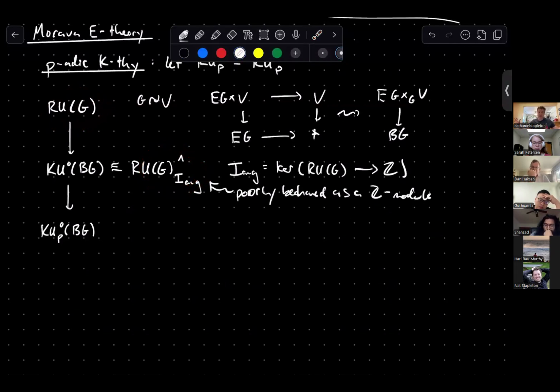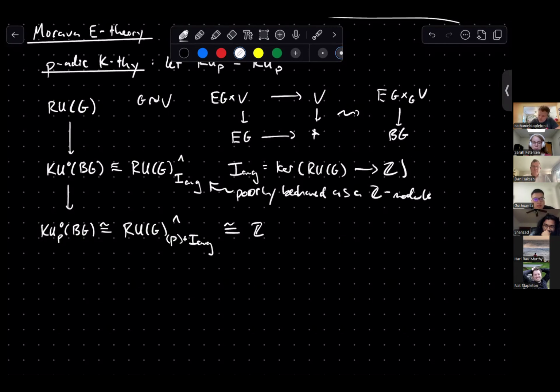But there's a fix to that, and the fix is to work with p-adic K theory rather than K theory. And I learned these results from Strickland. I'm not sure where they go back to. They could go back to Adams, but it turns out that the p-adic K theory of BG admits a similar interpretation. So this is the completion of the representation ring of G at the ideal p plus the augmentation ideal.